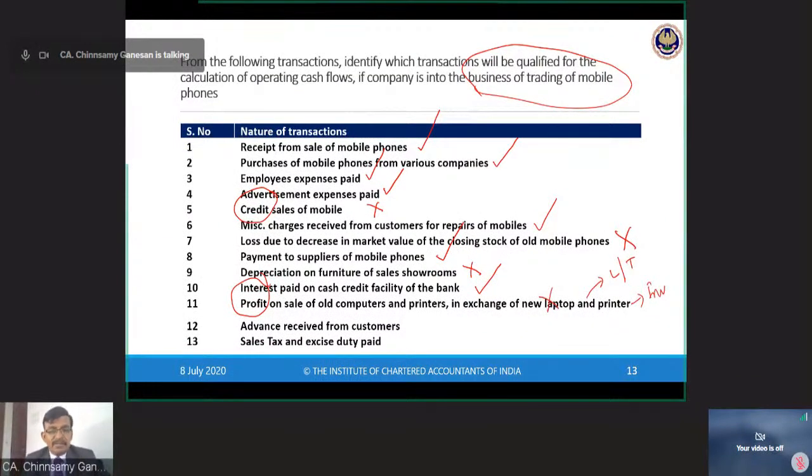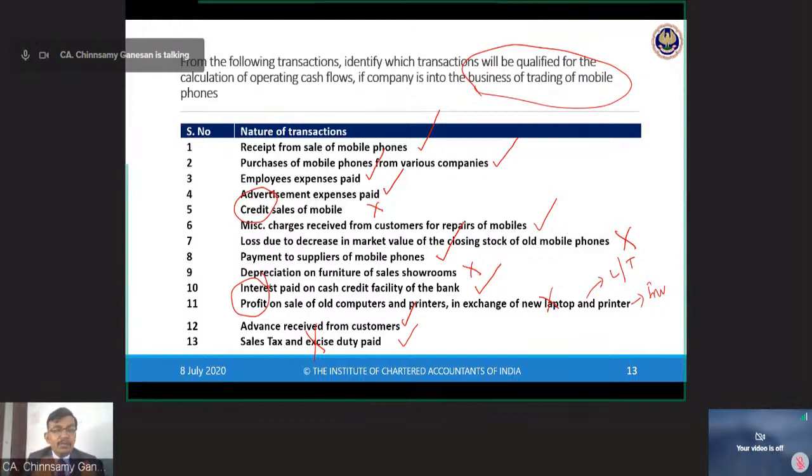Advance received from the customers. Customers are giving the advance, so naturally that is also my operating cash inflow. Sales tax and excise duty paid. Of course, excise duty is no more. This is an example which has been taken from an old question paper, so accordingly, excise duty was there. Now GST is the only thing. Assuming that the GST which has been paid is relating to your core activity, this will also be part of your cash flows from operating activities.